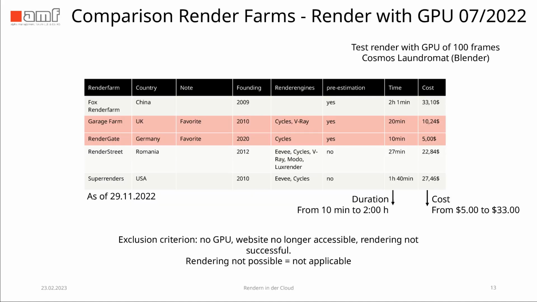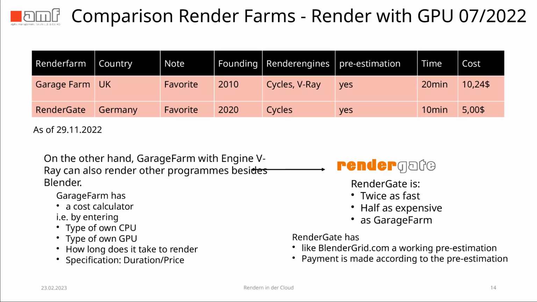The results are costs between $5 and $33 and times between 10 minutes and 2 hours. Very large gap, so mostly we can recommend 2 of those. Garage Farm, which took 20 minutes and cost $10, and RenderGate, that's us, with 10 minutes and $5. Garage Farm offers over us a few more render farms and is more established, of course.